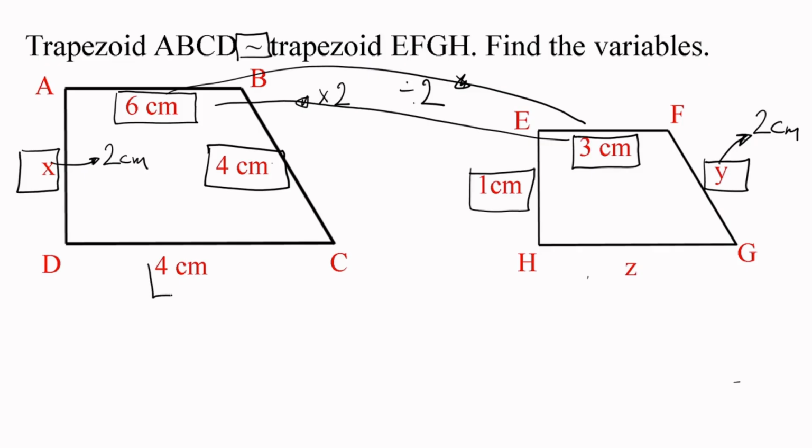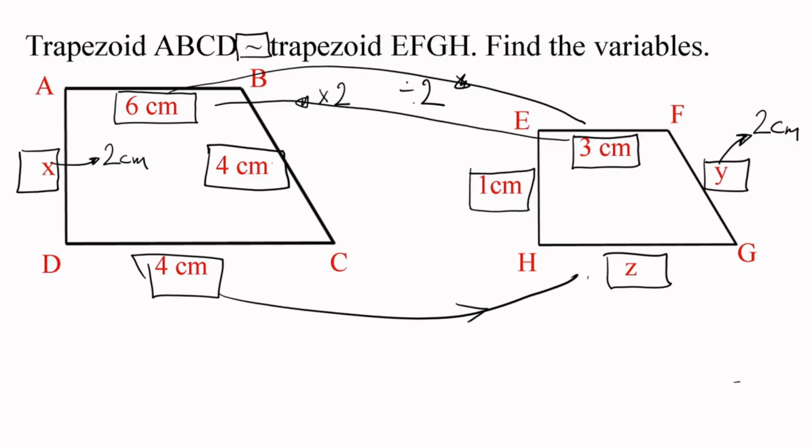Or even this one, here I have 4 centimeters and here I have z. I can easily realize that I must divide it by 2 because I have the same relationship in all the sides. If I divide this by 2, I'm going to have 2 centimeters. It's up to you which method you are going to choose. The second method is easier and it does not require any calculation.